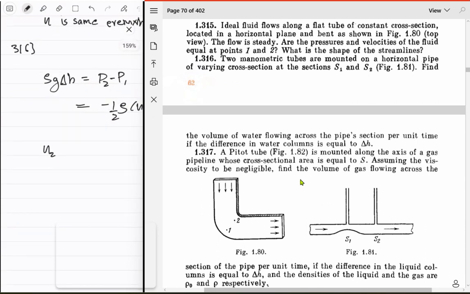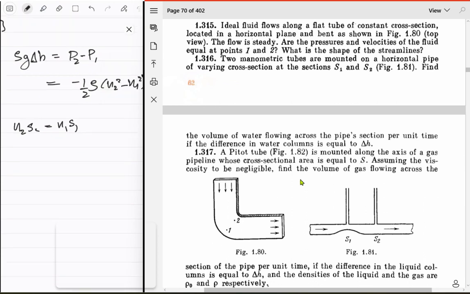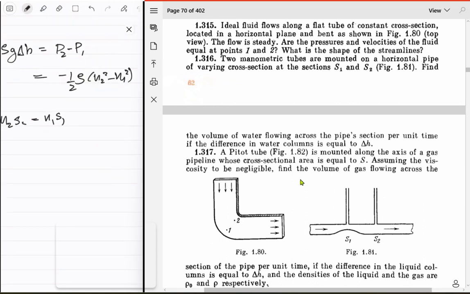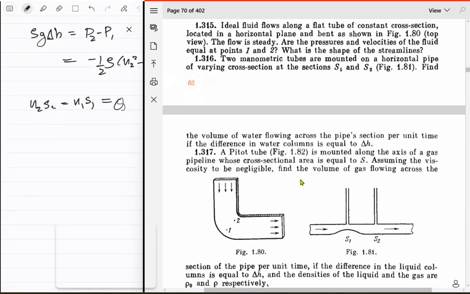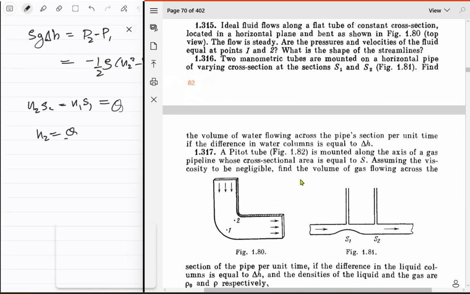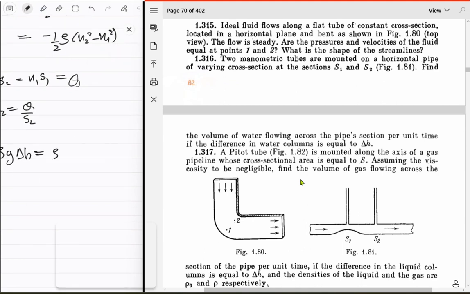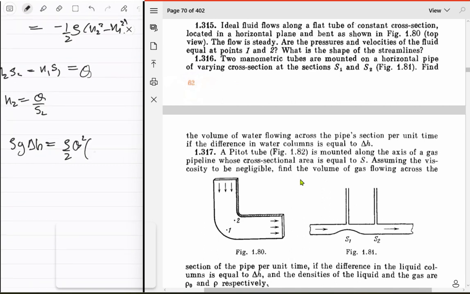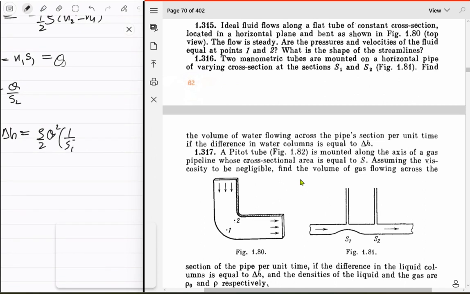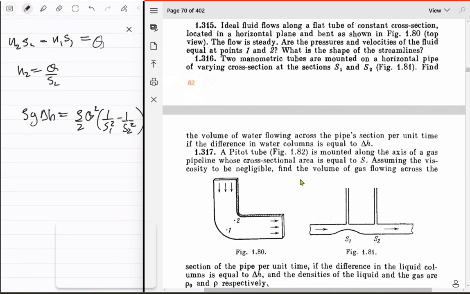Right. The continuity equation, which is just u2 times s2 is equal to u1 times s1. How is this going to give us anything? It is equal to Q, of course. You can use this thing. So we'll just have u2 equal to Q upon s2, and also u1 equal to Q upon s1, and just put that in there. So what this gives us is rho g delta h is just equal to rho upon 2, and then u1 squared minus u2 squared, but then that is Q squared times 1 upon s1 squared minus 1 upon s2 squared, I think. Yeah. So what do you get?